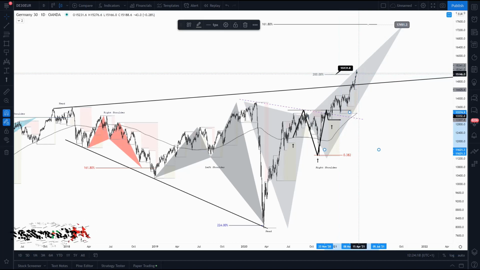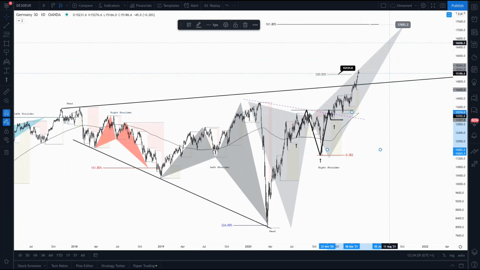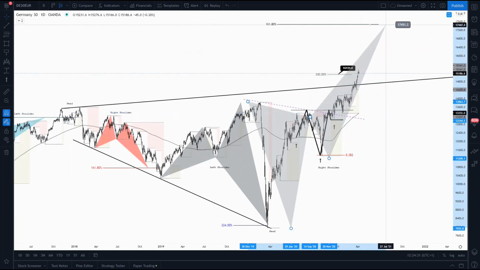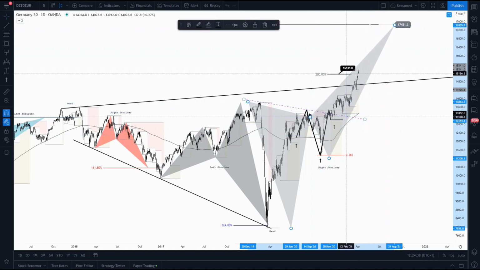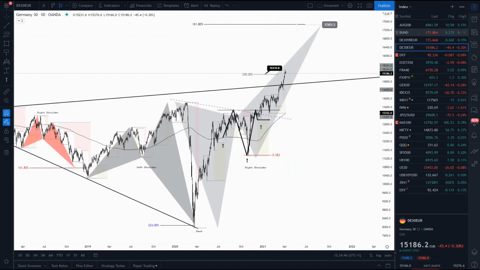So I will not ignore the potential pullback or a relief for the DAX after this strong momentum. I will not ignore that possibility, but ultimately we will see, of course, on a long term. This is a long-term kind of a projection, but on a long term, I admit also the possibility to form patterns above, and specifically the bearish crab pattern at 17,451.